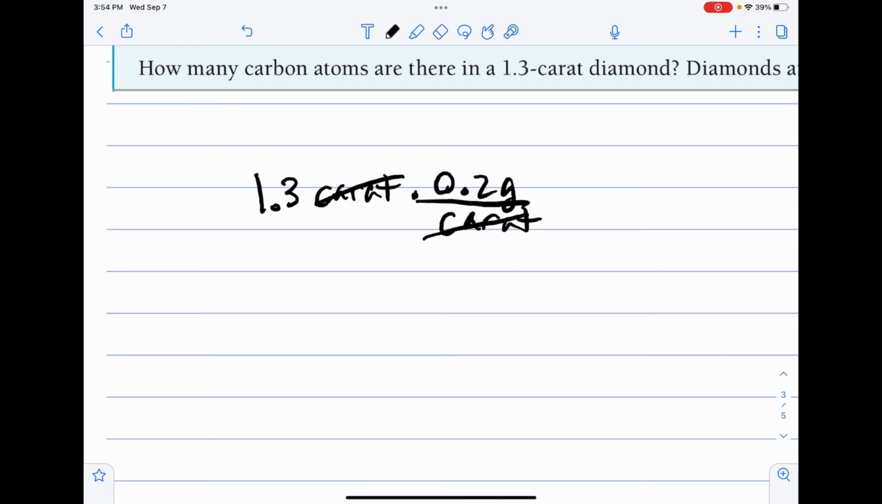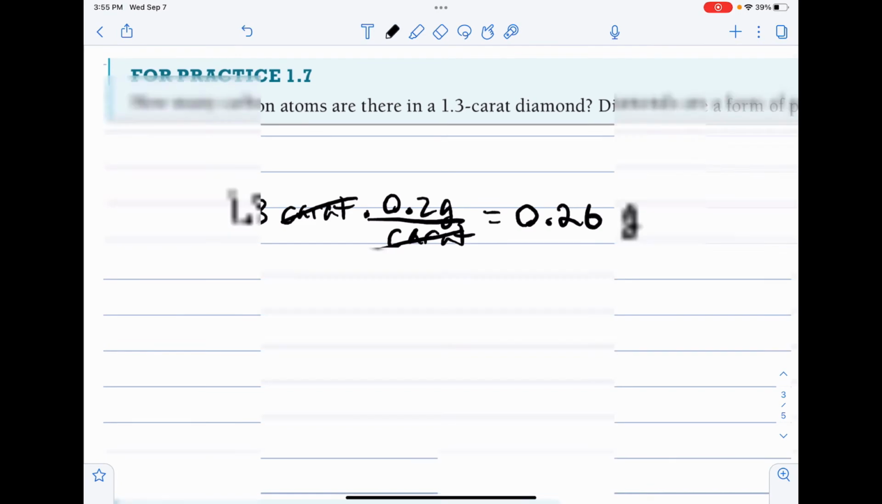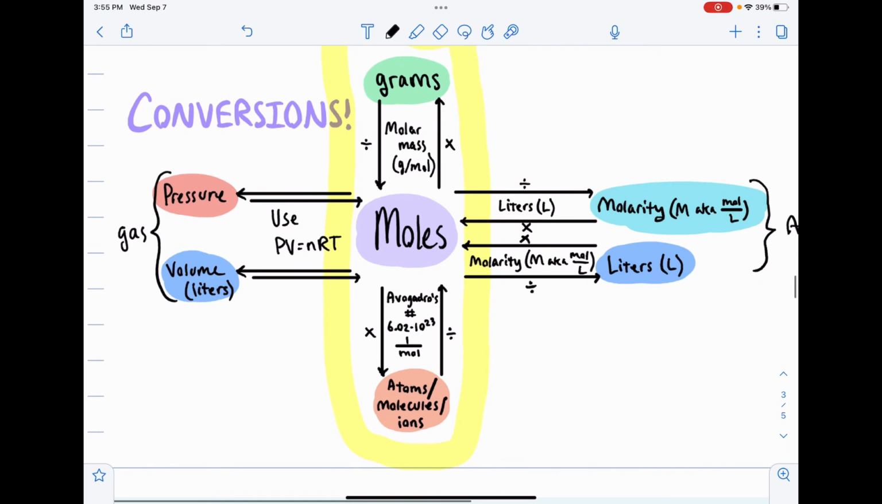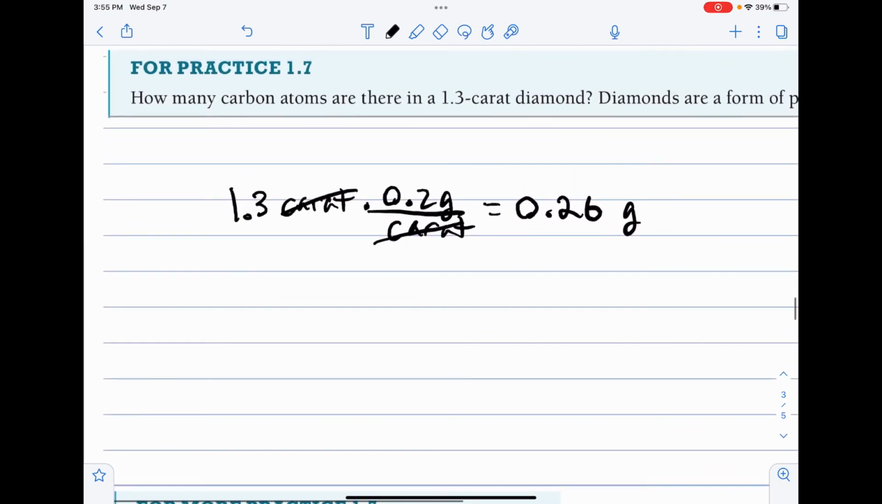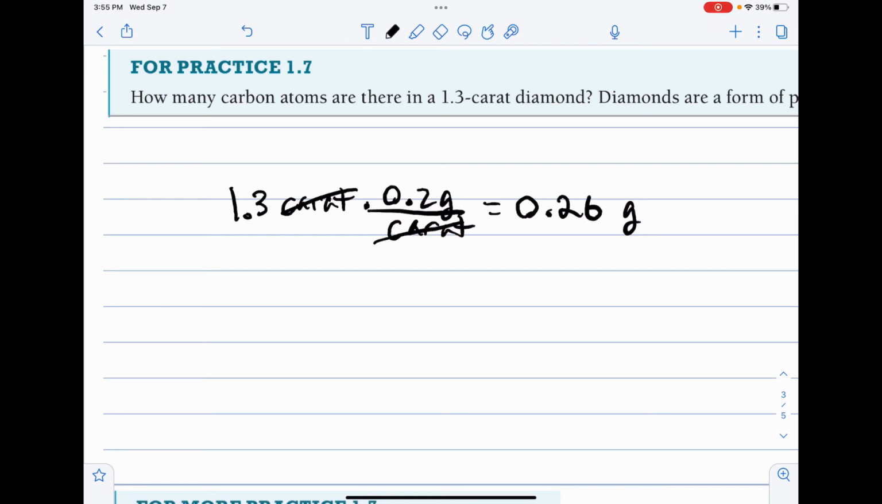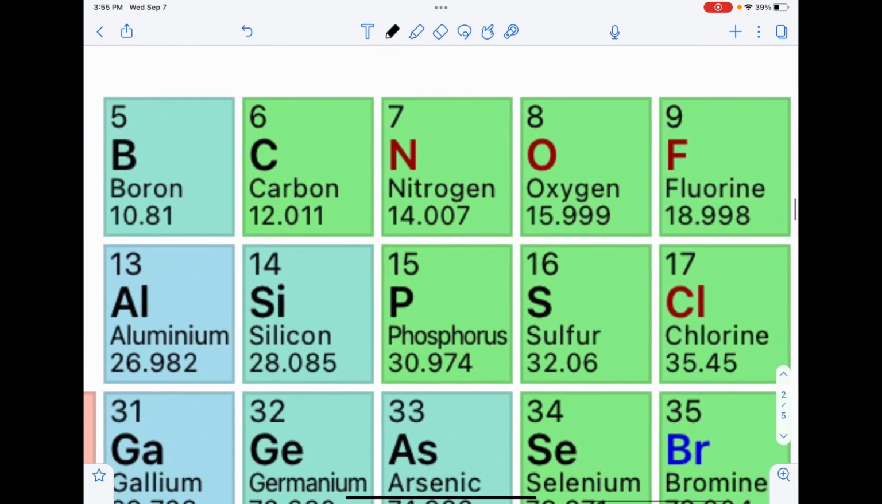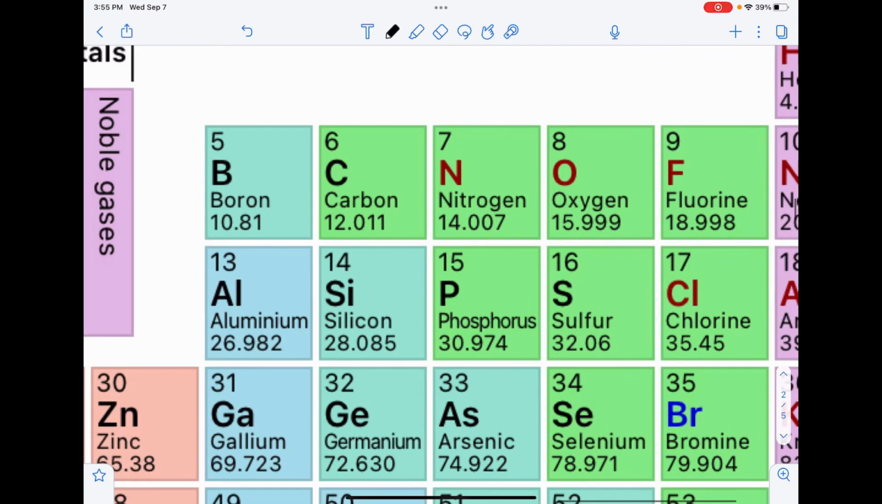So what can we do now that we have grams? Well, maybe we should get an answer first. 1.3 times 0.2 is 0.26 grams. So what do we do with 0.26 grams? Well, in order to get into atoms from grams, we need to go through the mole. So we have to go grams to moles. What number can we use to go from mass to moles? The molar mass. So for carbon, it is 12. So we can go to the periodic table and we can see that it is 12.011.